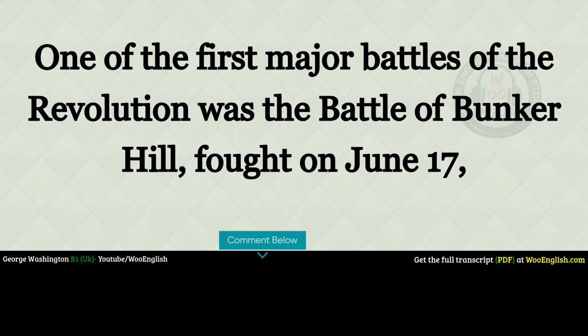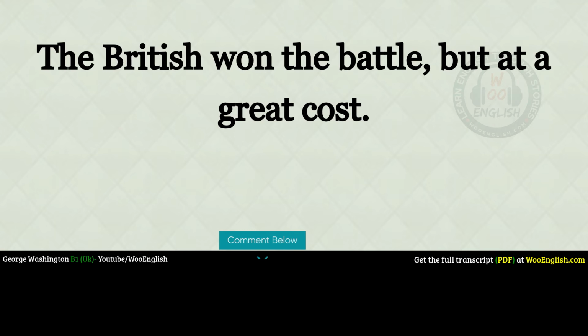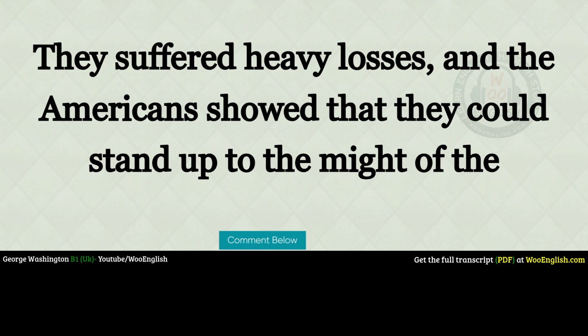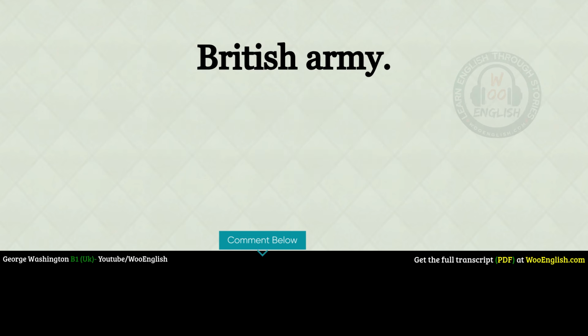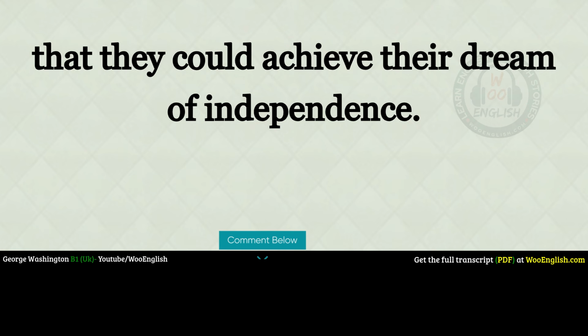One of the first major battles of the Revolution was the Battle of Bunker Hill, fought on June 17, 1775. The British won the battle, but at a great cost. They suffered heavy losses, and the Americans showed that they could stand up to the might of the British Army. It was a small victory for the Americans, but it gave them hope. Hope that they could win this war, that they could achieve their dream of independence.